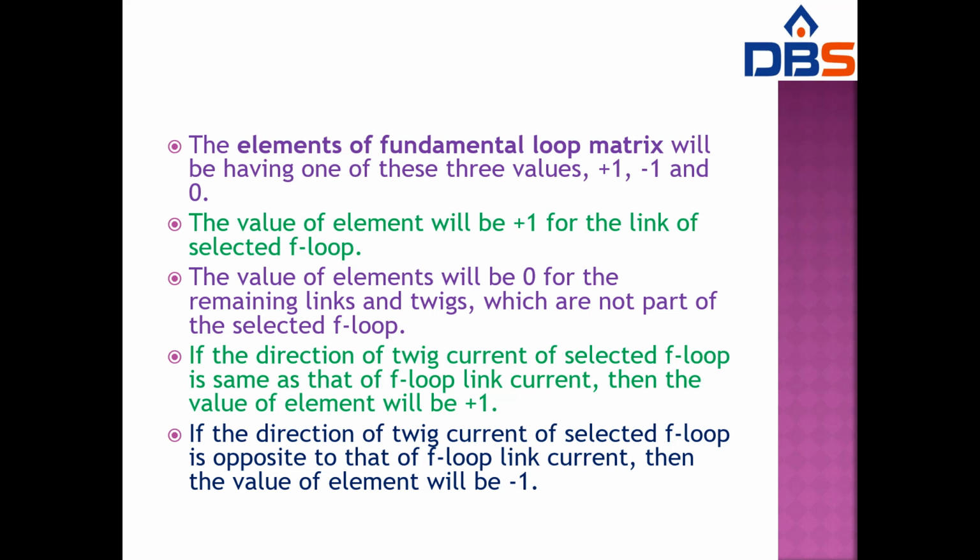If the direction of the twin current of the selected F loop is the same as that of the F loop link current, then the value of the element will be positive. If the direction of the twin current of the selected F loop is opposite to that of the F loop link current, then the value will be negative.